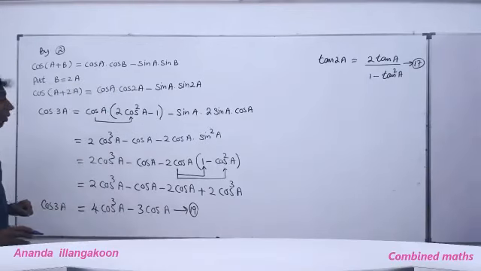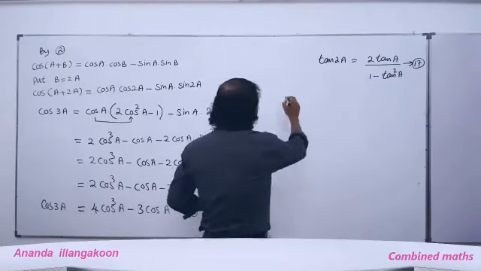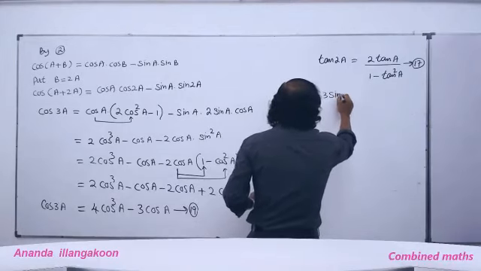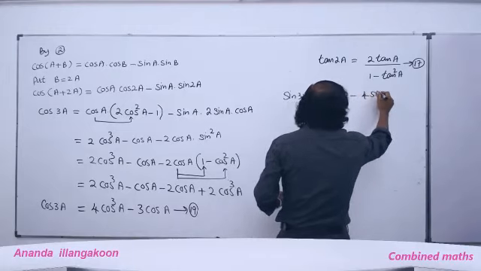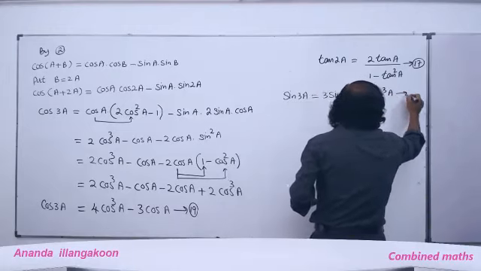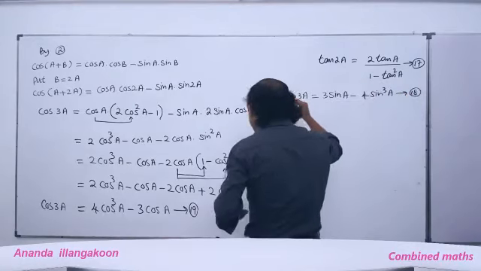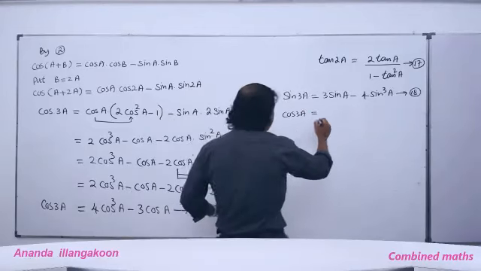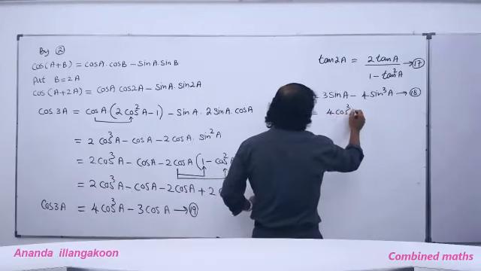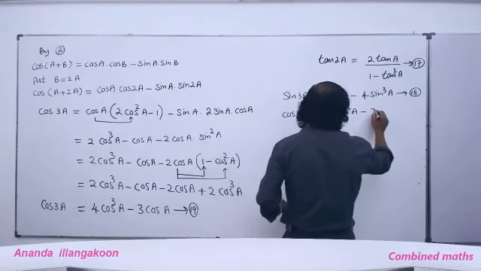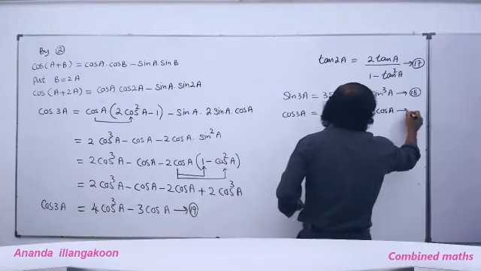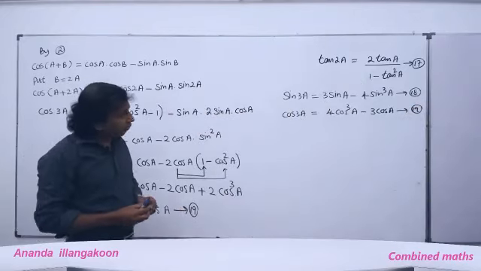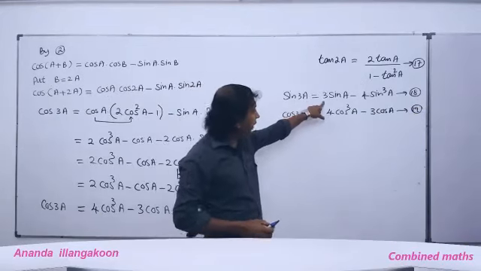But now, number 18 was sin 3A, no? Sin 3A. It is 3 sin A minus 4 sin cube A, number 18. Now, cos 3A is 4 cos cube A minus 3 cos A. This is number 19. People, now this sin 3A and cos 3A formulae, the right hand side.